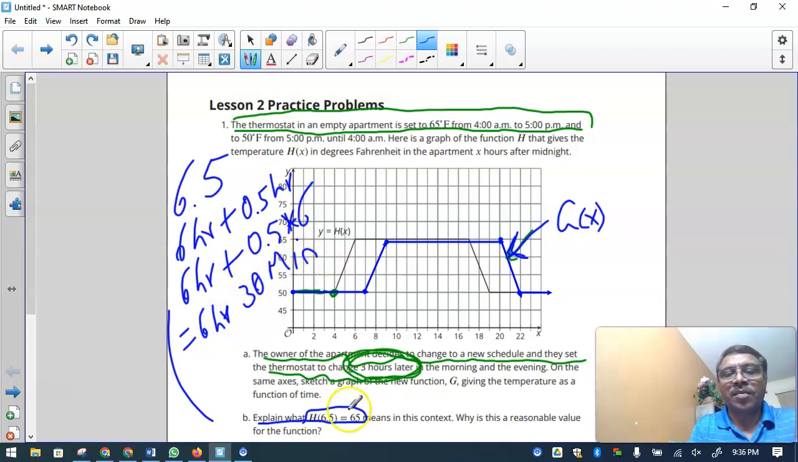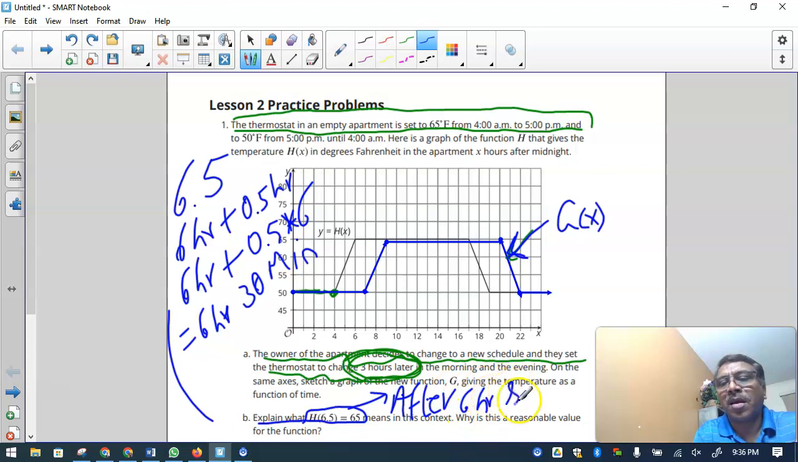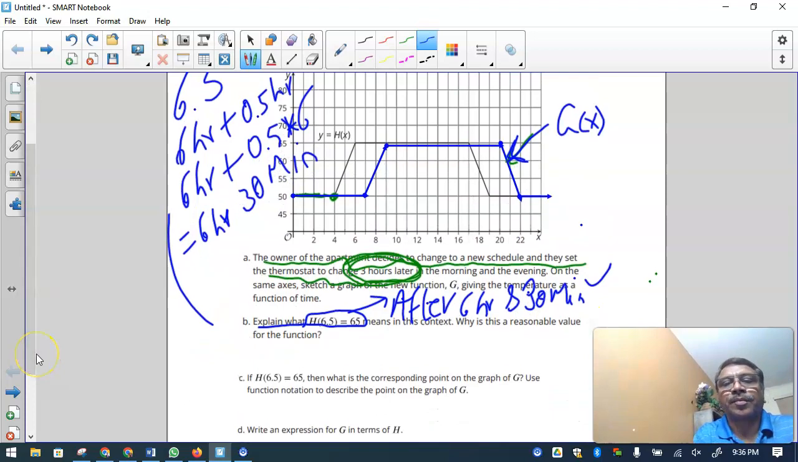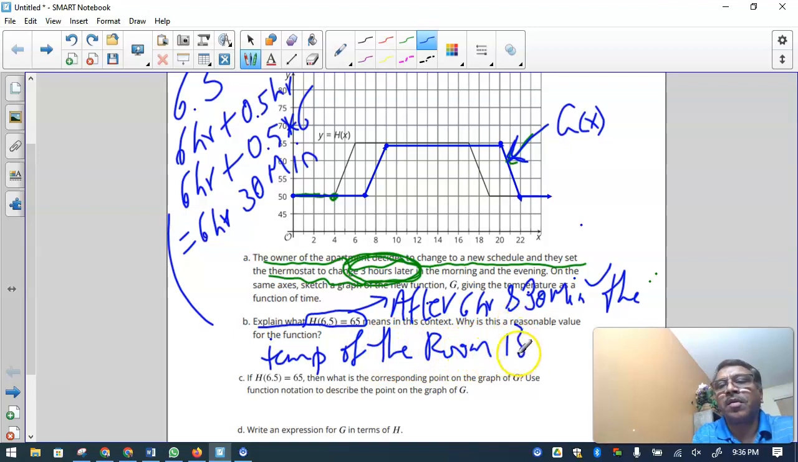So what does this mean? After 6 hours and 30 minutes, the temperature is, so here you're going to write, after 6 hours and 30 minutes, the temperature of the room is 65 Fahrenheit. So that's all that means.